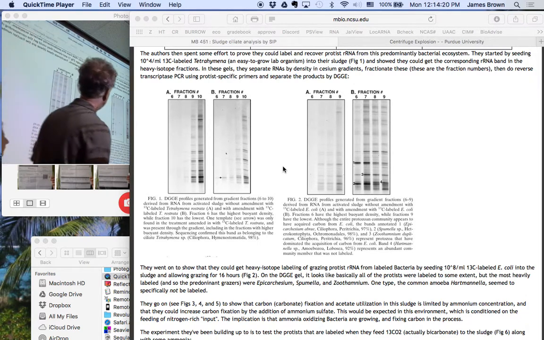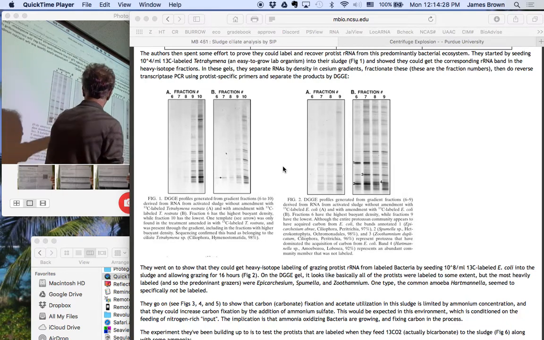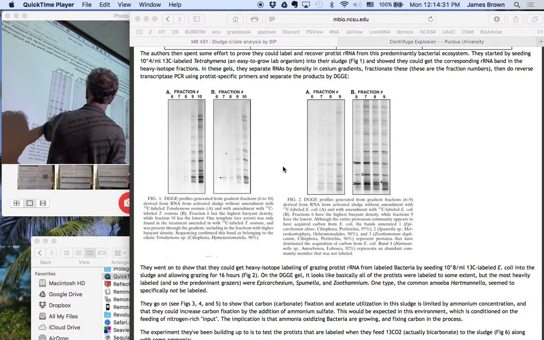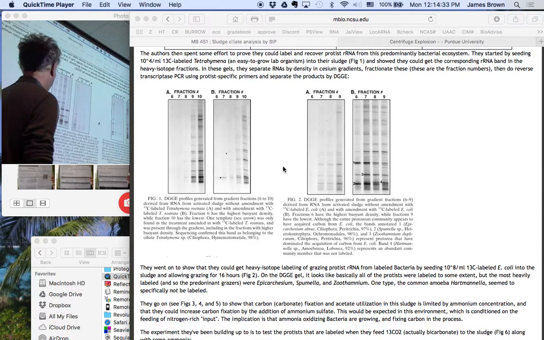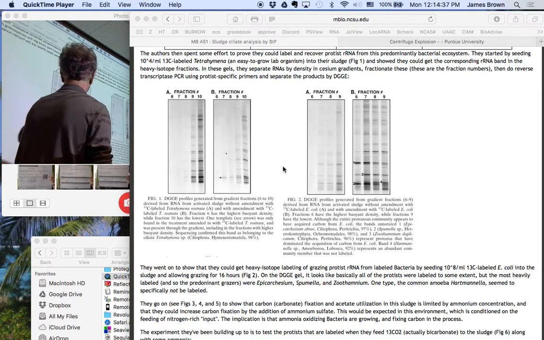Excuse me, is that this one? Which one is it? Tetrahymena? Yeah. And so they find these bands, and they've got three organisms that they think are eating it, and those are Epicarcium, Spumella, and Zooxanthium.